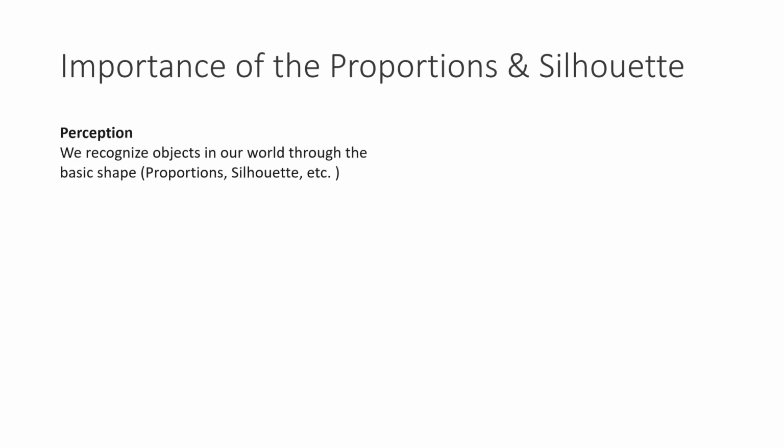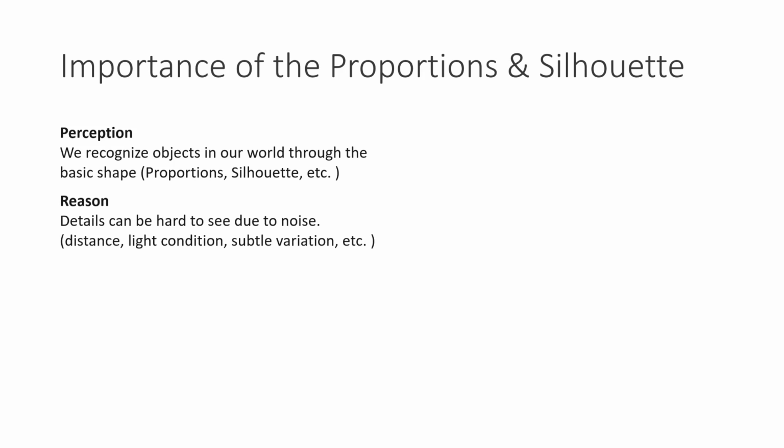First of all, we need to look at perception. We recognize objects in our world through the basic shape, is sort of the assumption here. Basically, that refers to the proportions, the silhouette, sort of the basic shapes that you see within such objects. And that is since, if we look at the world, there is always a lot of noise around us. It could be that we're far away from the object that we see. It could be the light conditions. Every object is slightly different after all, or many other things, smoke and so on. So we don't always see all the details in the first place.